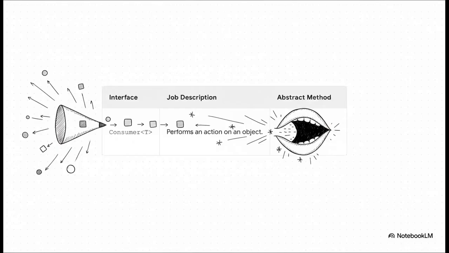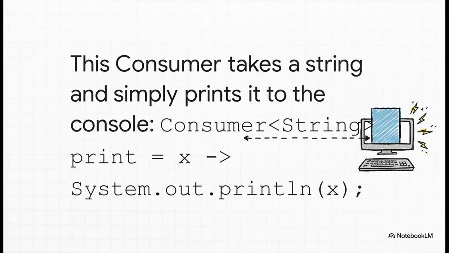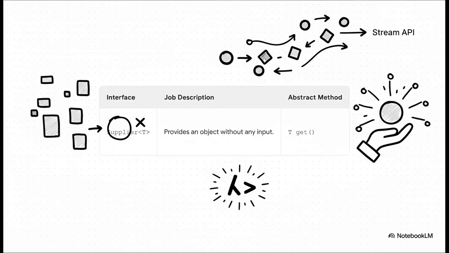Then you've got the consumer. It takes some data, does something with it, but gives nothing back. It consumes it. Printing is a classic example. This consumer grabs a string and just prints it out. That's its whole job.